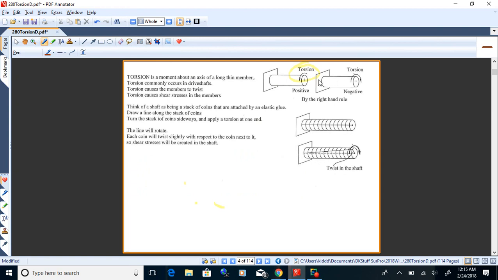Torsion corresponds to the right-hand rule. So that counterclockwise torsion there would be positive, the one I have circled in yellow. This other would be negative. Now, torsion is very much related to shear.